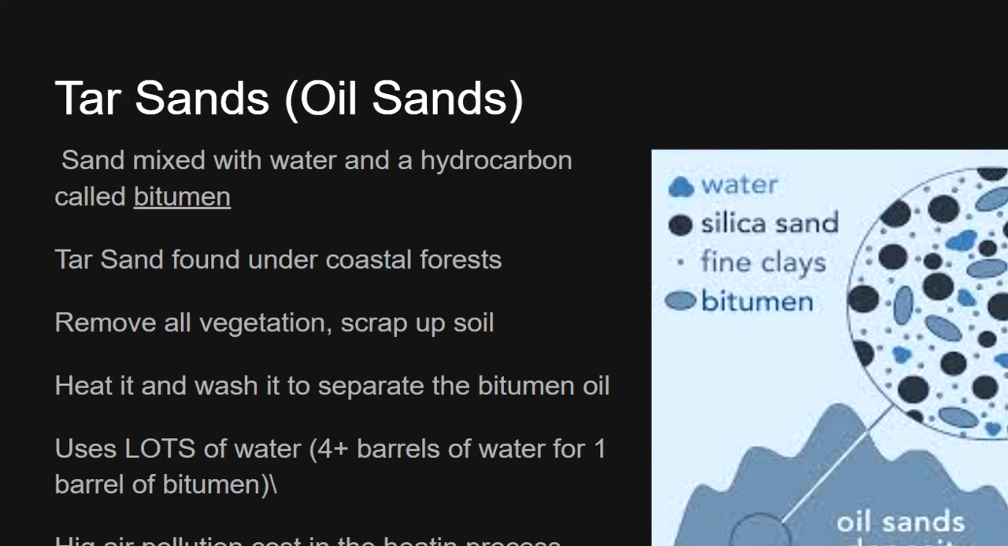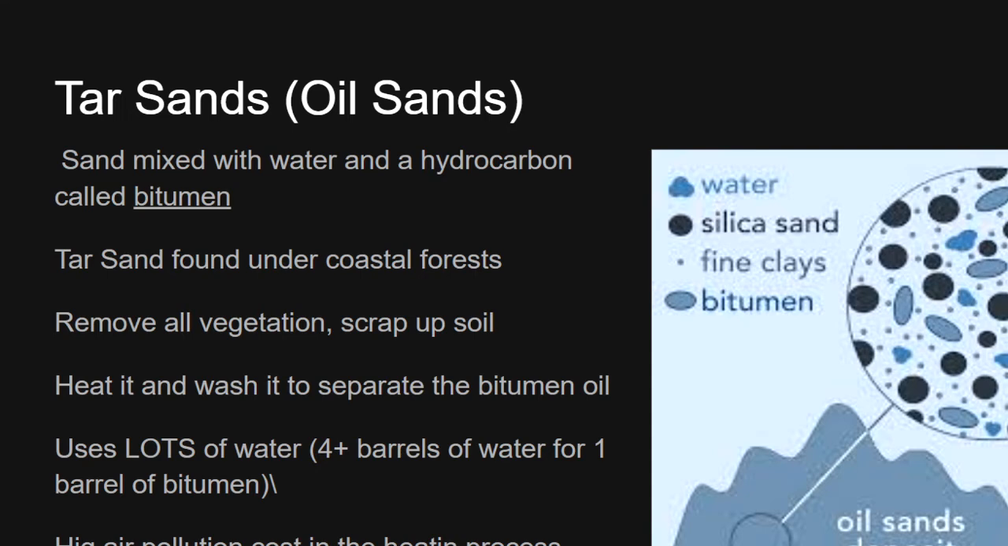Okay, tar sands, which are also called oil sands, but we're going to refer to them as tar sands, are another form of fossil fuels. It's just one we're not as familiar with. Basically, it's sand and water mixed with a hydrocarbon, so a carbon-based compound, and the fossil fuel type that's in tar sand is called bitumen. We're going to find tar sands under ancient coastal forests. It forms very similarly to the way that oil forms. It's just not as deep underground because you're going to find it closer to the surface. We have a lot of tar sand in parts of coastal Canada.